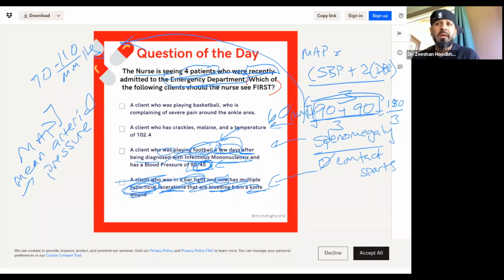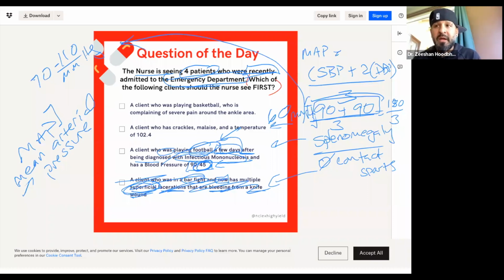And then the malaise and a temperature of 102.4. What do we think is going on here? Pneumonia. See, I'm telling you what it is and I'm telling you why. There's crackles; pneumonia is going to have fluid. There's malaise; people get body aches and other signs and symptoms, like loss of appetite and fatigue, that general malaise. And a temperature of 102.4 is indicative of pneumonia. It's a little bit higher.